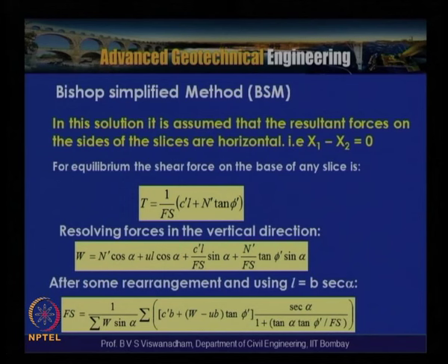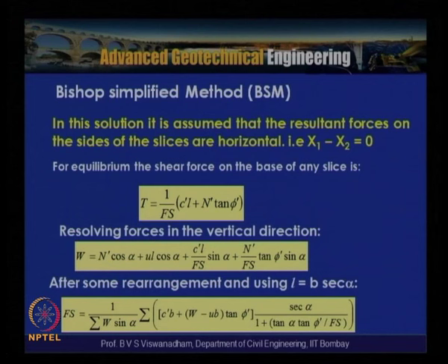So resolving the forces in the vertical direction, we get W is equal to n dash cos alpha plus ul cos alpha plus c dash into l sin alpha by factor of safety plus n dash tan phi dash sin alpha by factor of safety. After some rearrangement and using l is equal to b secant alpha, because the inclination is alpha and the horizontal distance is b, l being the length along the slice, we get the factor of safety as 1 by sigma of W sin alpha, times the summation of c dash b plus W minus ub within brackets tan phi dash, into secant alpha divided by 1 plus tan alpha tan phi dash by factor of safety.